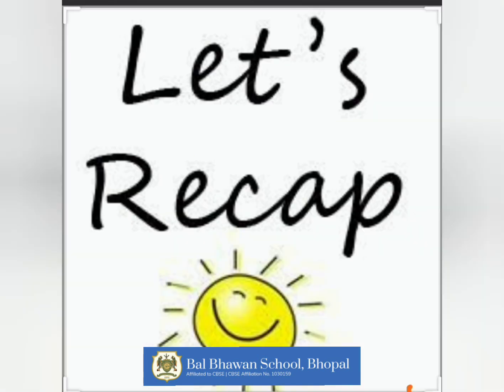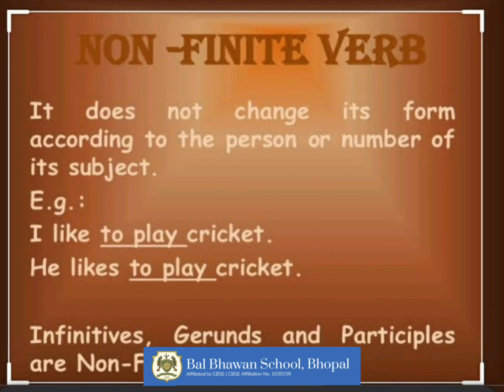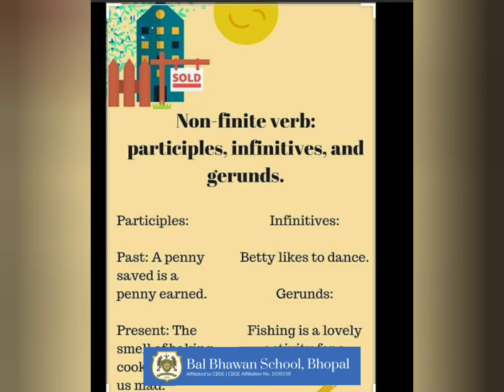Now let us recap. Non-finite verbs are of three types: gerunds, infinitives, and participle. Gerunds are verb plus ing. Infinitives are verbs with to. And participles are of three types: the present participle, the past participle, and the perfect participle.